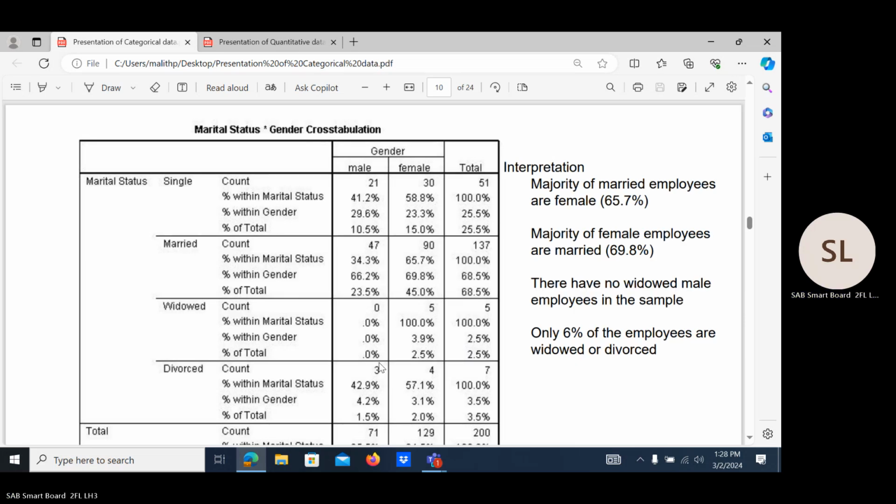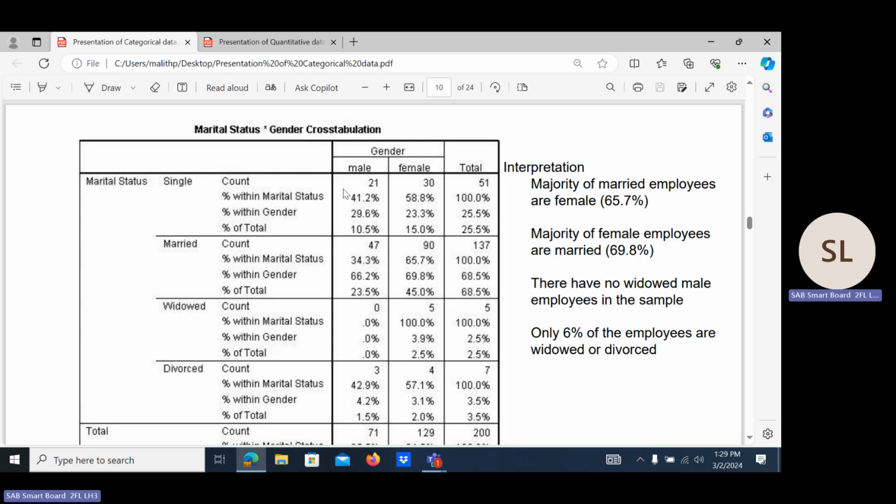This is also a cross tabulation. How many categorical variables are there? Gender and marital status. How many? Two. It's a completed table that represents the count, which means the frequency value, and the percentage value also. Then how to interpret that kind of cross tabulation?